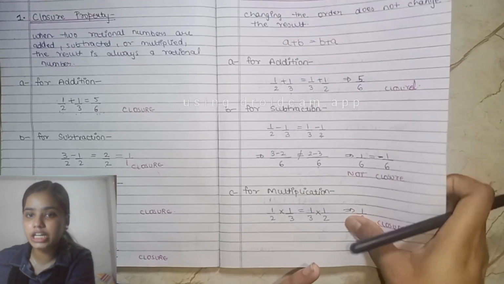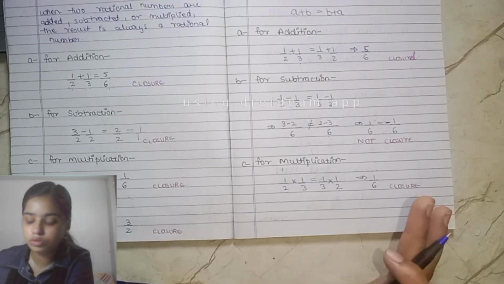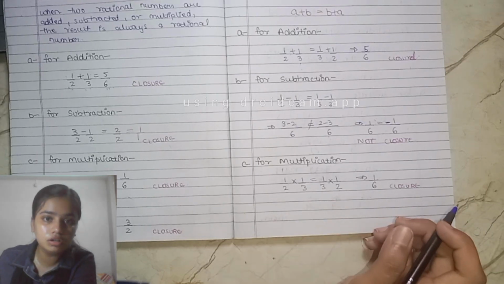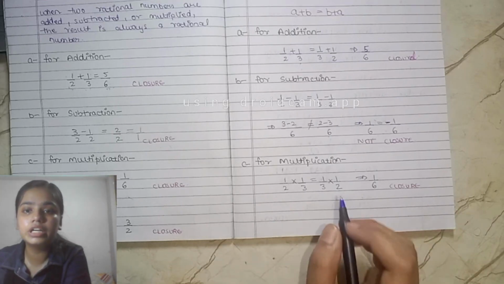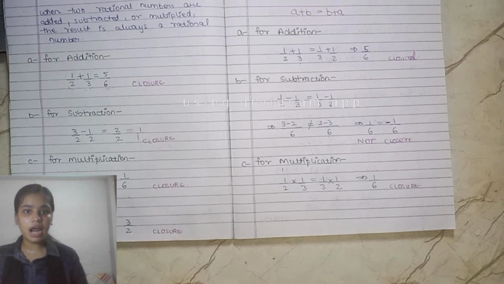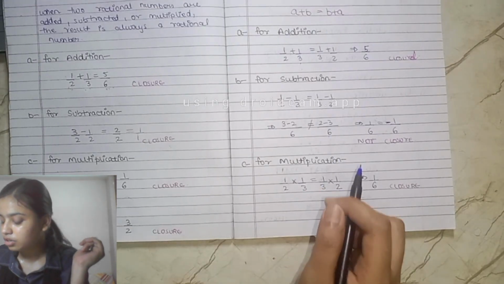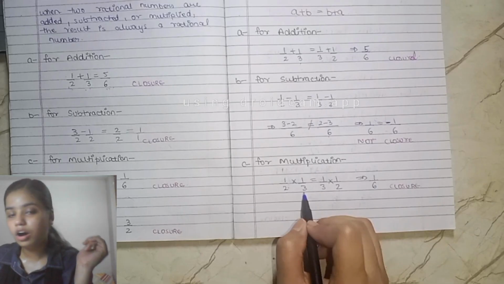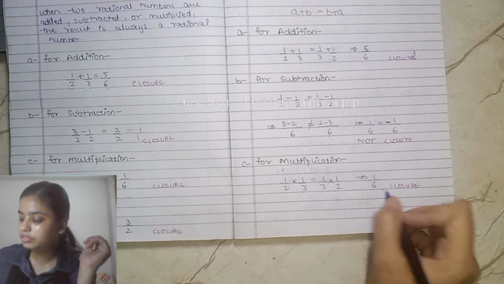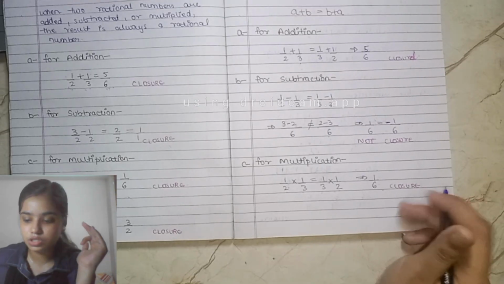Next property is multiplication. When we multiply two rational numbers, the order of the products doesn't affect the result. So the commutative property simply says that whenever we add, subtract, multiply or divide any two rational numbers, the order should not affect the result. So 1/2 into 1/3 and 1/3 into 1/2, the result will be 1/6. From here we see that multiplication follows this property.